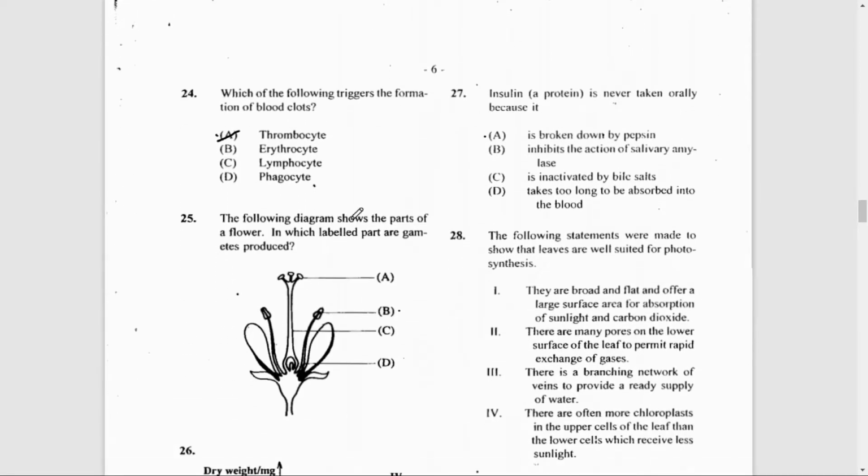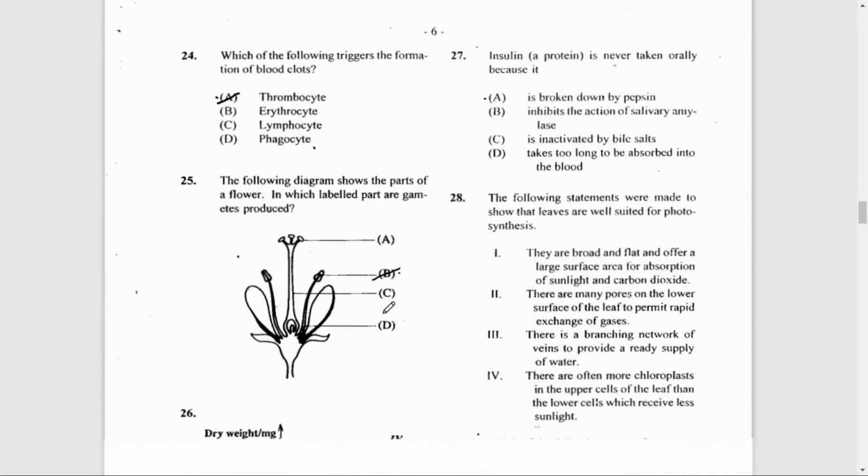Number 25. The following diagram shows the parts of a flower. In which labeled part are gametes produced? That would be B. That part is the anther. That's where the pollen grains, which contain the male gametes, are produced.